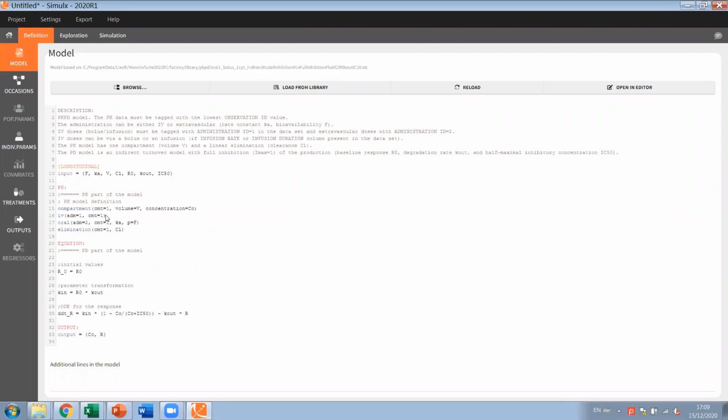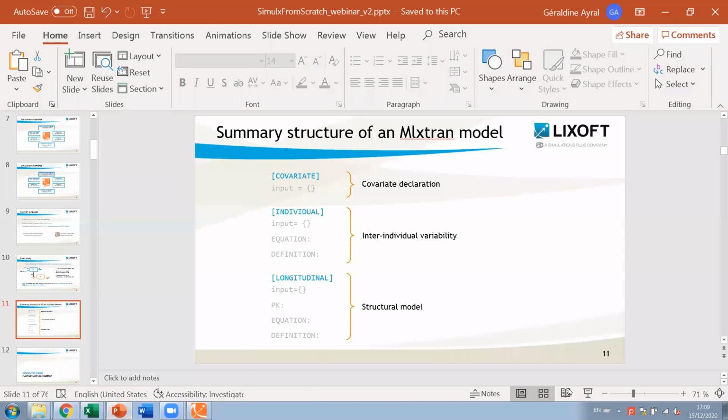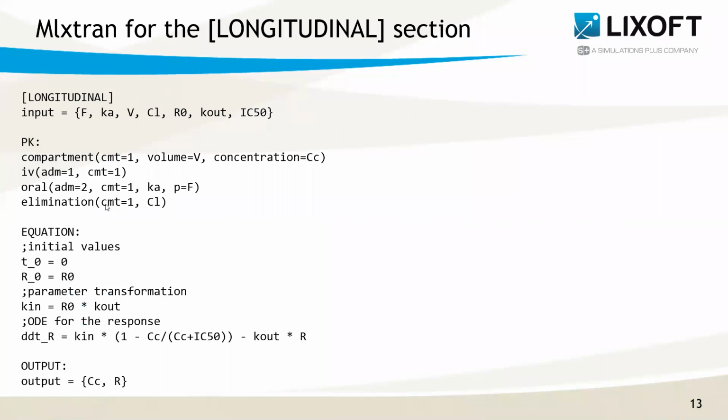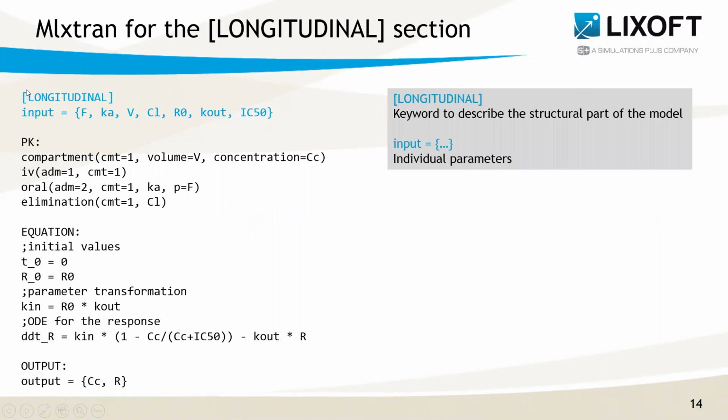It's described using this mlxtran language, and I'm going to explain exactly how it works on the slides. So I'm going to go back to the slides. And for the moment, we are focusing on the longitudinal section for the structural model. I have just copy-pasted the model on the slides, and I will explain step by step. So first, we need the keyword longitudinal to tell Simulx that we are now defining the structural part of the model. And then we have a line input where I'm going to list all my individual parameters.